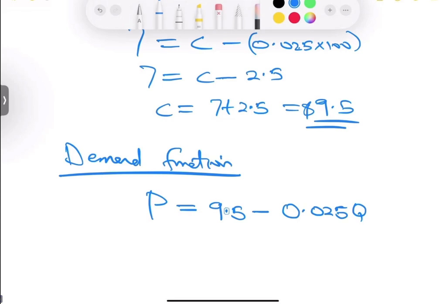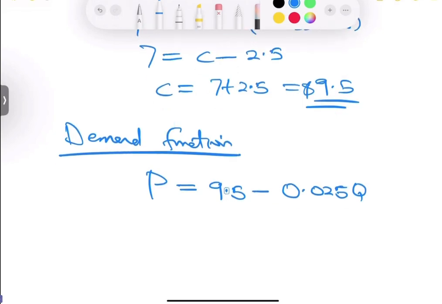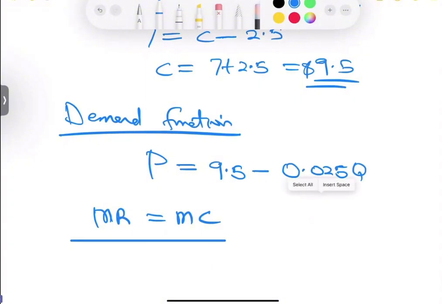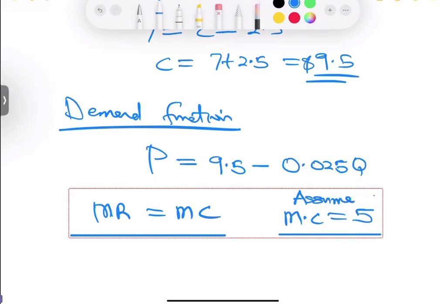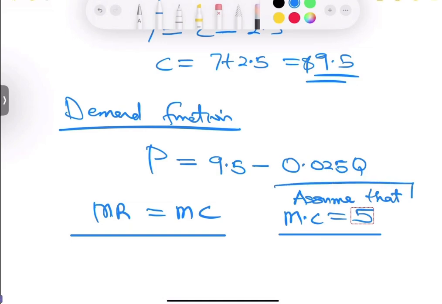What is next? Remember what we want to get. We want to get our optimal pricing. Before we can get that, our marginal revenue must be equal to our marginal cost. Remember, this is the rule. So let's say marginal cost equals 5. Let me write it there so that you don't start looking for how we calculated this. Assume that marginal cost is equal to 5.